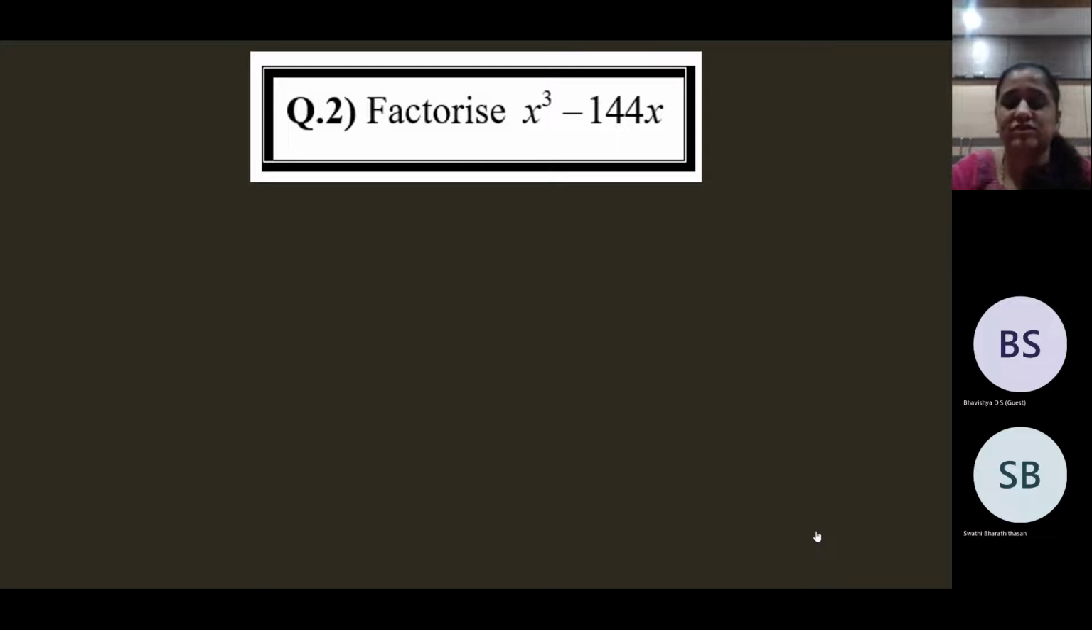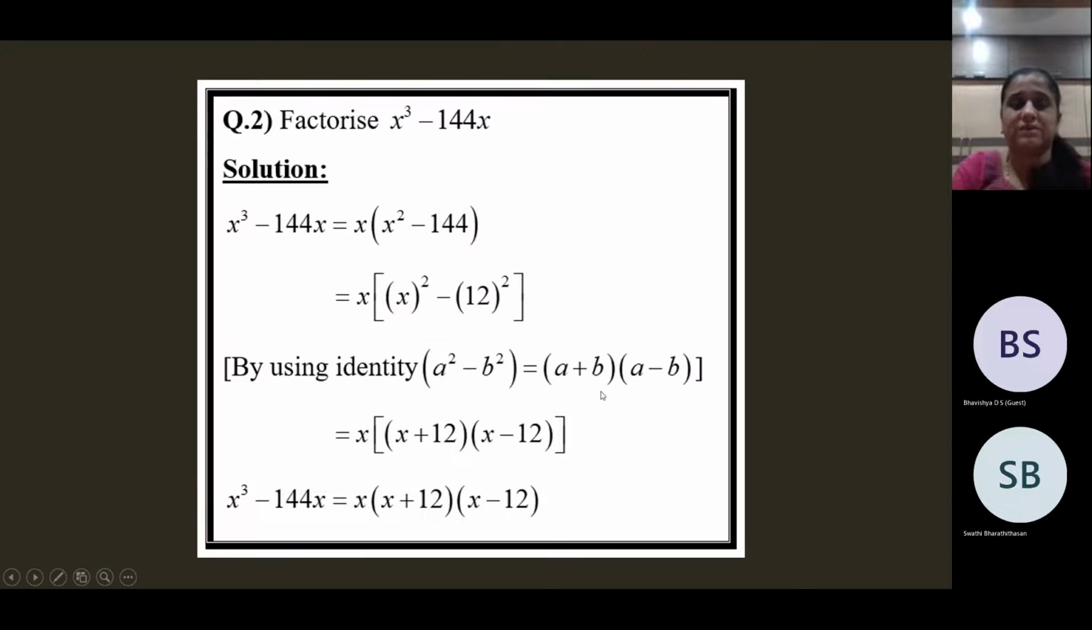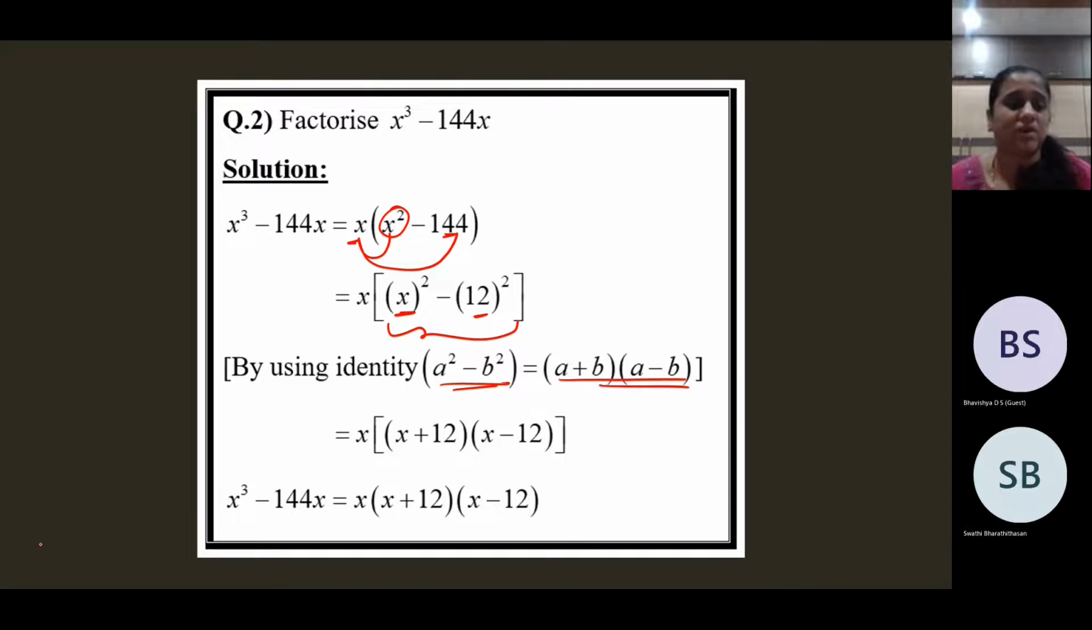Yeah, so you get 3 by 4 for the second one because you have not factorized it. See, this is the correct answer. This is the complete answer. So see, Swati, you forgot to do this. First, you need to take out the HCF, which is x. So x into x square is x cube. X into 144 is 144x. And then x square can be written as x the whole square. 144 can be written as 12 the whole square. Now you'll have to factorize this one using the identity a square minus b square is a plus b into a minus b.